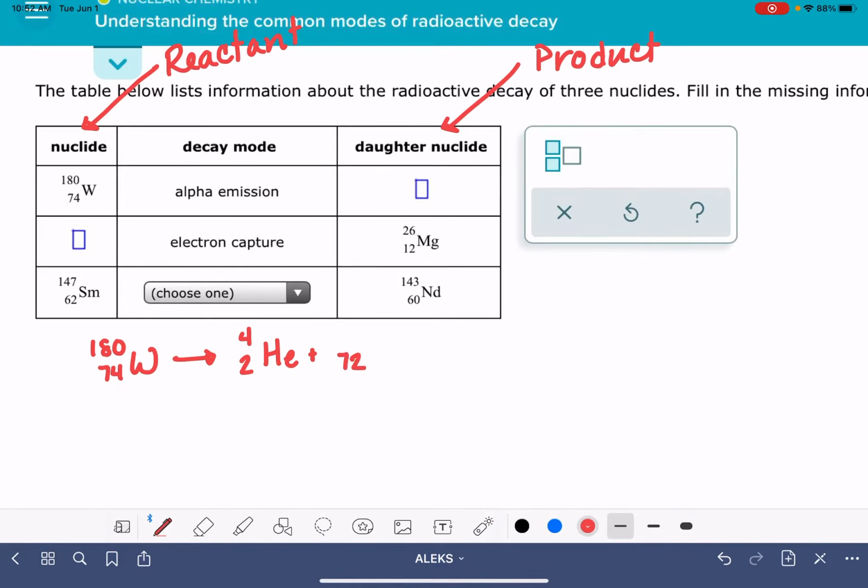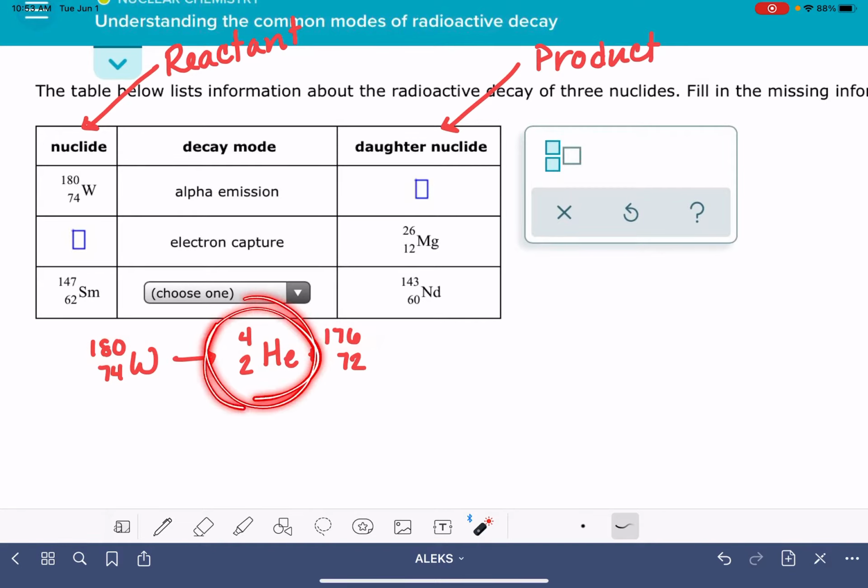whatever my product is, it's going to have an atomic number of 72, because 72 plus 2 is 74. And also we have conservation of mass number as well, so that means I need to have over here a mass number of 176. 176 plus 4 is 180.